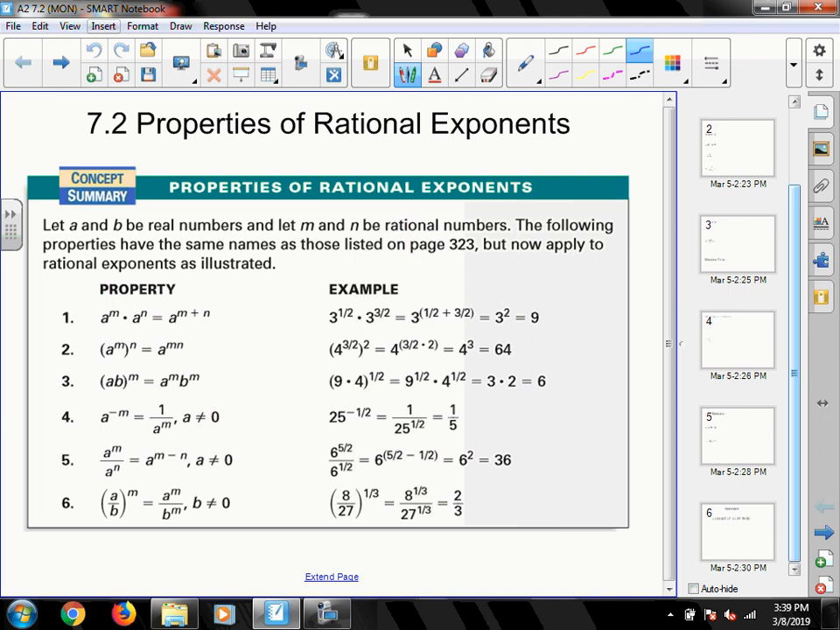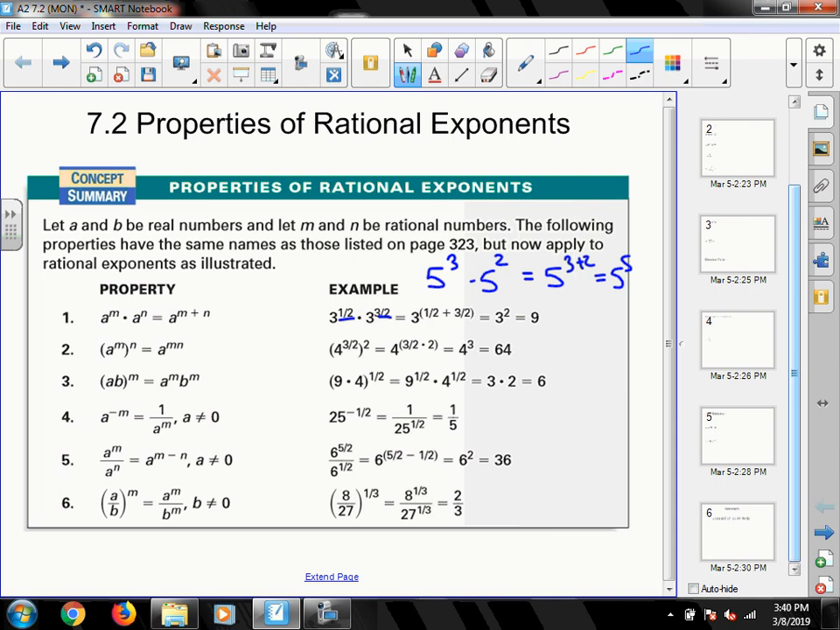So for instance, this first one here, looking at 3 to the 1/2 and 3 to the 3/2. It's going to be the same thing as if I gave you 5 cubed times 5 squared. You know that you need to add those exponents, and your base stays the same. So 5 to the 3 plus 2, or 5 to the 5th.